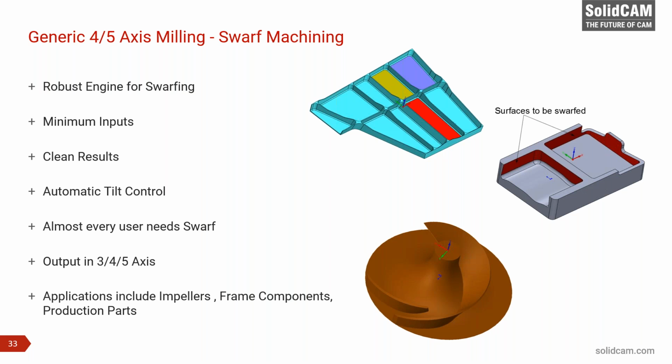Almost every user that I've seen will need swarfing, or machining using the flank, in some form or the other, or in some part or the other. So it's a module that is built into our generic bundle. The output is in 3-axis swarfing. I don't know basically where we would use it, but we do have an output that can generate a simple 3-axis output. We can have 4-axis output and of course the 5-axis output. Almost every tool is supported in Swarf machining. Applications are basically impellers, frame components, and production parts. So you can machine almost any surface now with Swarf.